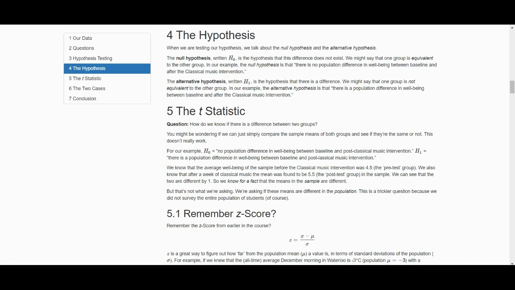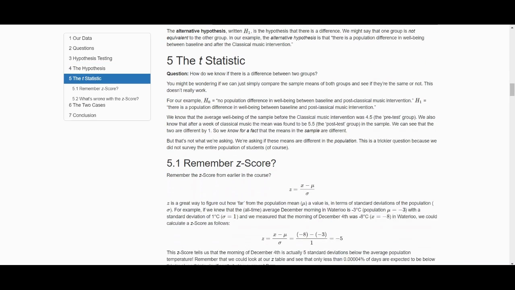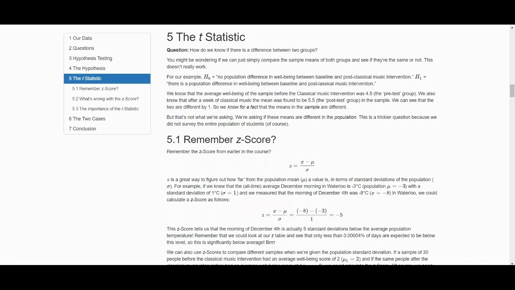The alternative hypothesis, written H1, is the hypothesis that there is a difference. So we might say that one group is not equivalent to the other group. In our example, the alternative hypothesis is that there is a population difference in well-being between baseline and after the classical music intervention. Well, we're starting to work our way toward this new concept of the t-statistic.